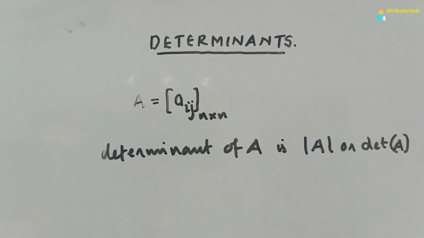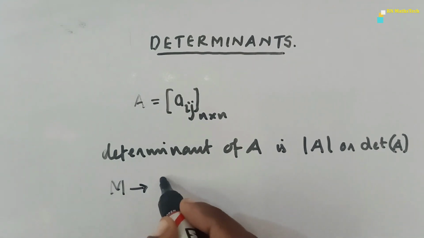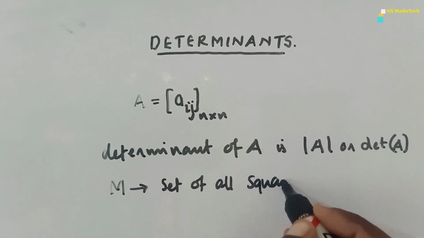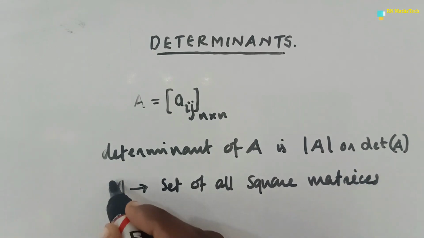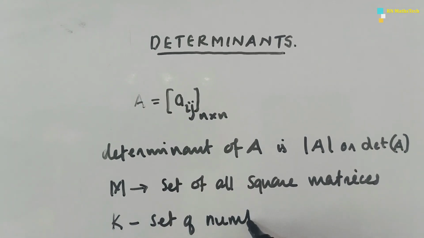See, this can be expressed as a function. Let capital M be the set of all square matrices. For each matrix in M there is a number. Let k be the set of numbers, and those numbers are either real or complex.